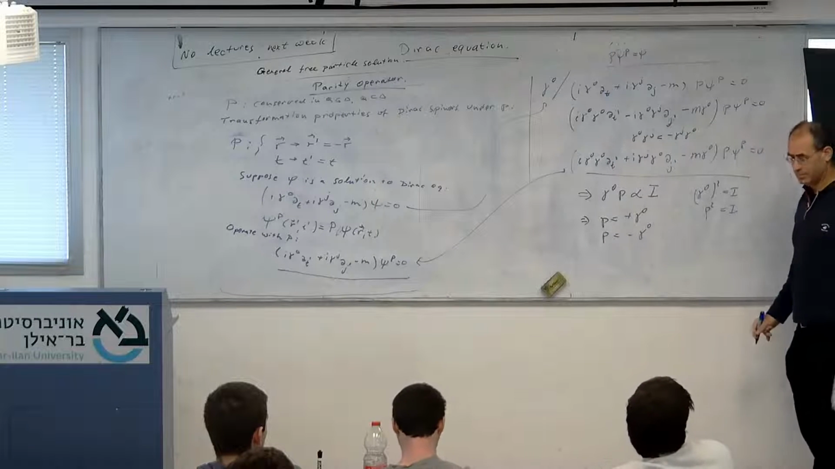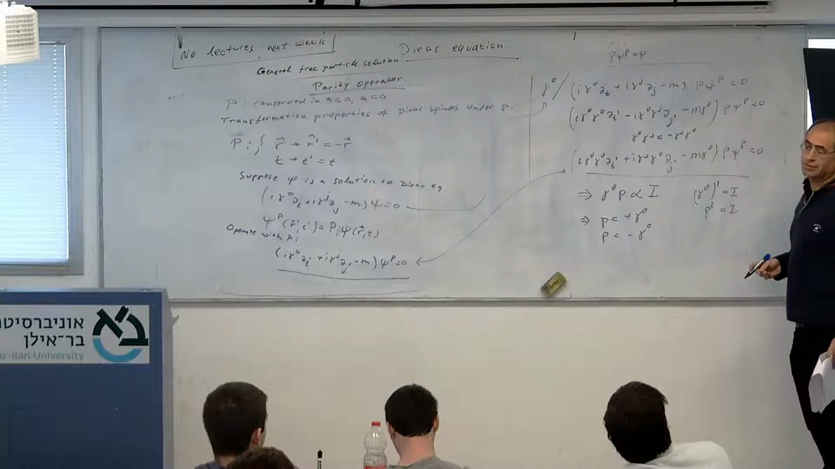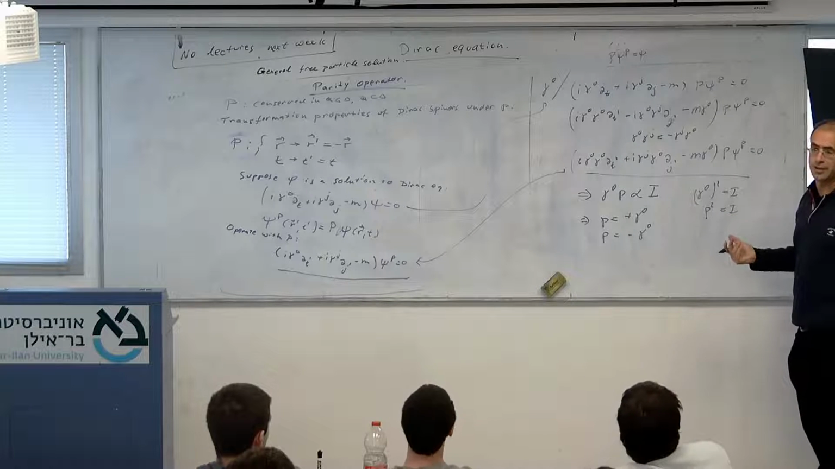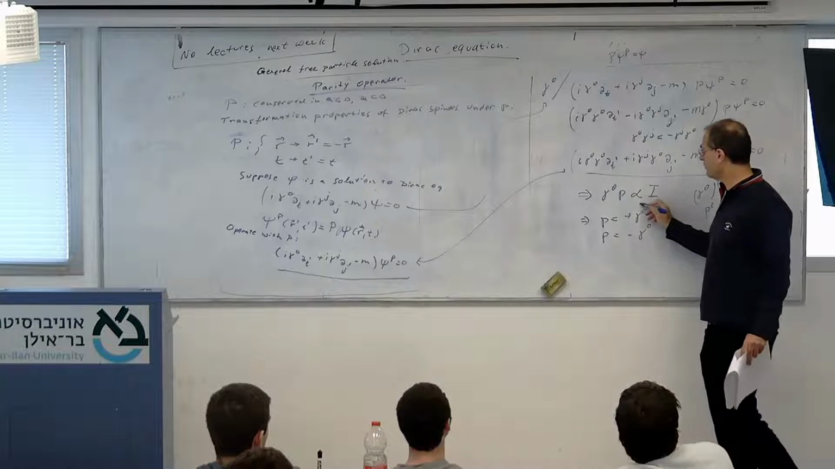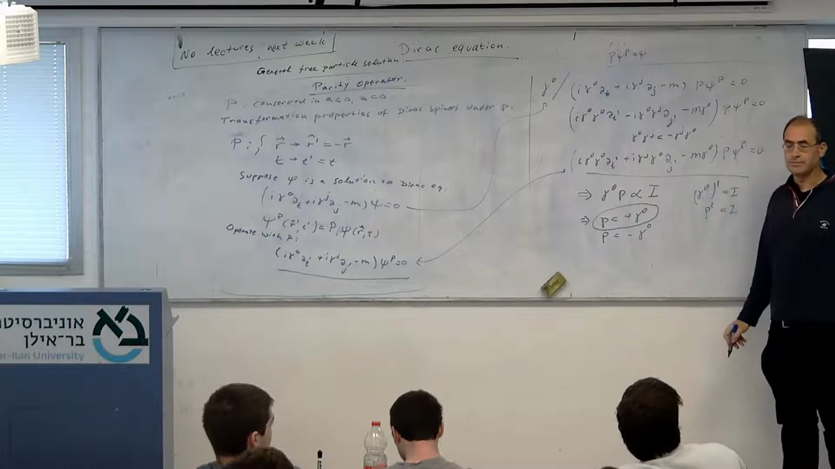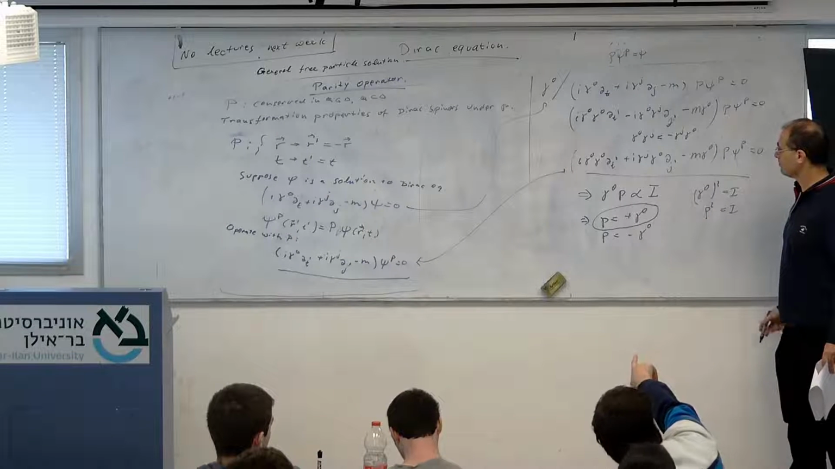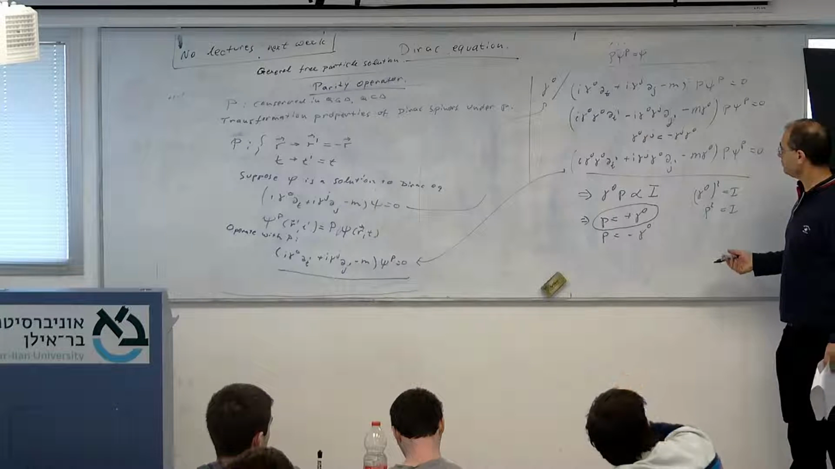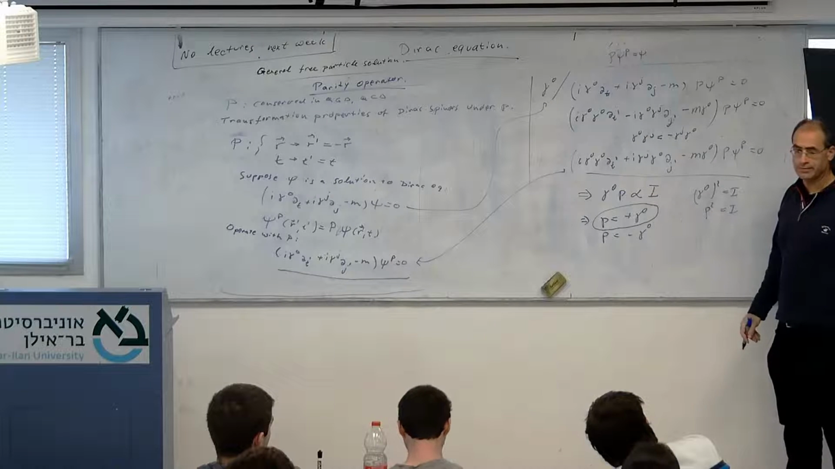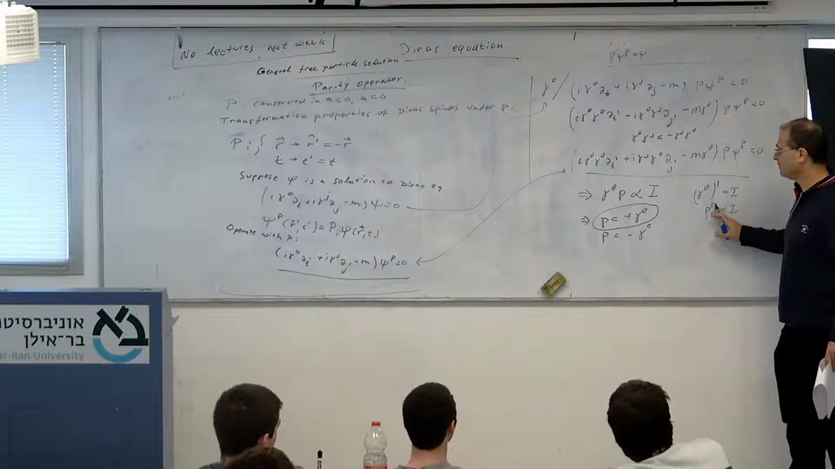It's quite cool. Now it's a matter of convention, and the useful convention is to take this one. Wait, why again? You say proportional to identity. But gamma 0 squared is identity, P squared is identity.